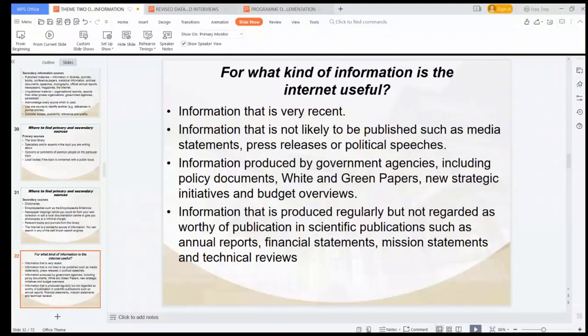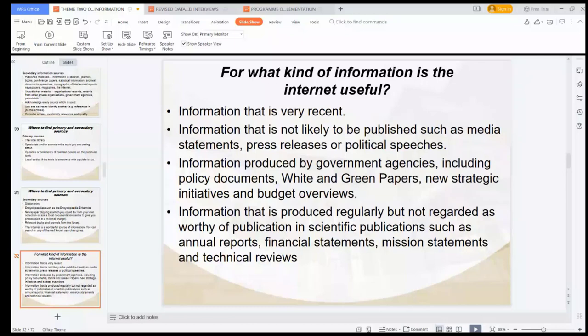So the internet is useful for information that is very recent, information that is not likely to be published, such as media statements, press releases, or political speeches. This is always there every day. We read it from the papers, and we hear it from the radios and televisions.